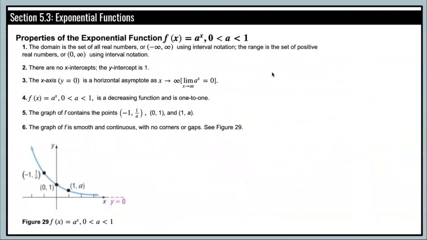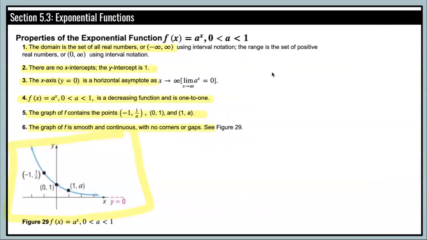And then these are the properties I want you guys to write down. The domain is all real numbers, or -∞ to ∞. There is no x-intercept. There's only a y-intercept at 1. y = 0 is the horizontal asymptote. It's decreasing and is one-to-one. The graph contains the following points, and the graph is smooth and continuous. And this graph, I want you guys to write this all down.